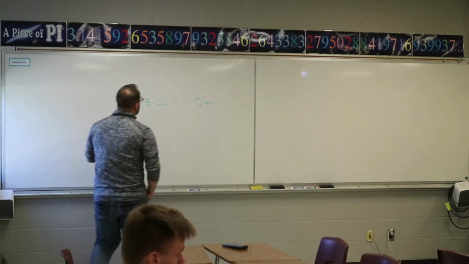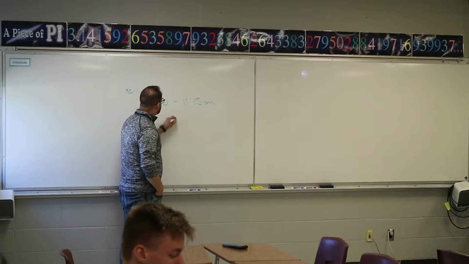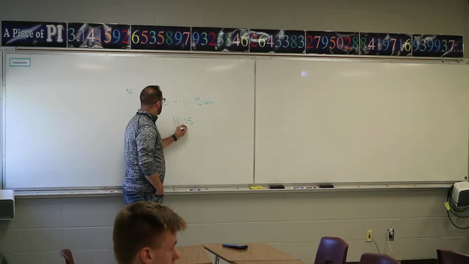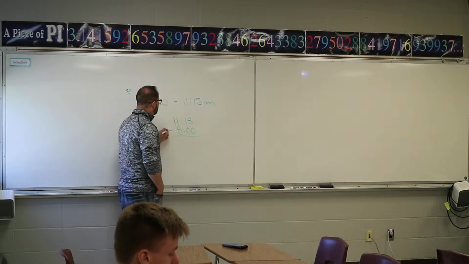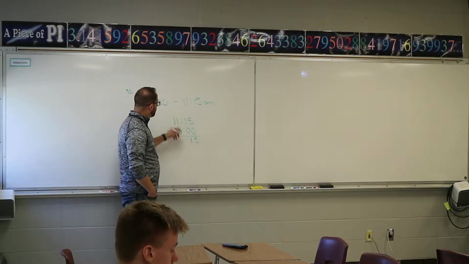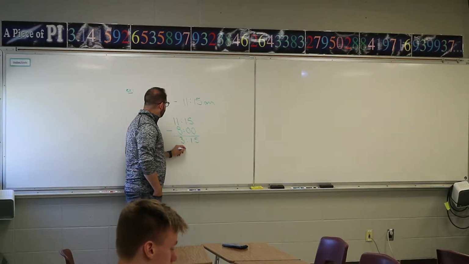So the first step, since this is AM, I don't need to change anything to military time. So I can just go 11:15 on the top, 8 o'clock on the bottom. I can subtract straight down. This makes 5, this makes 1 if I subtract straight down. 11 minus 8 is 3, so 3 hours and 15 minutes.